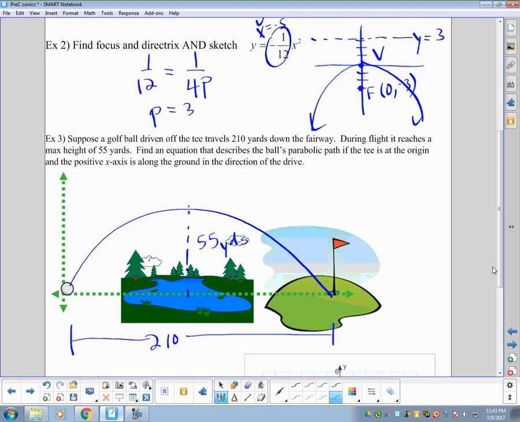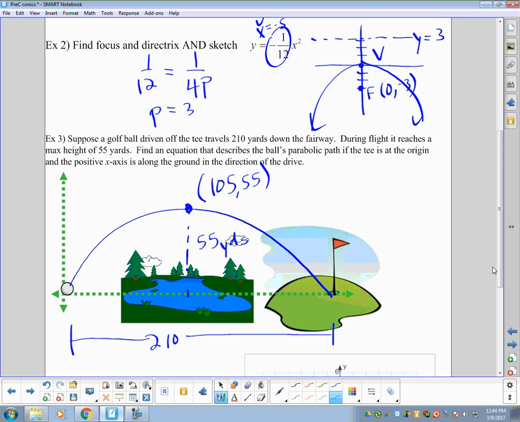Let's write an equation for this thing. So which of the two forms would this be? The up-down one or left-right one? Let's see, what did I say here? Suppose find an equation. I don't know if I drew this right. If the tee is at the origin and the positive x-axis is along the ground. Okay, this will work. So what is this coordinate right here? 105, 55. Yes. So the tee was at the origin. This thing is not centered. It does not have a vertex at the origin.